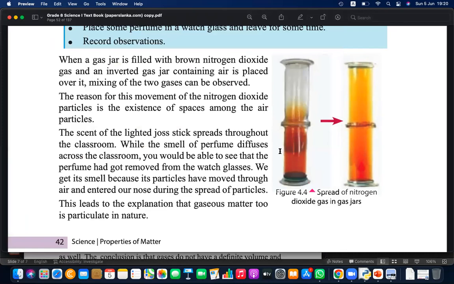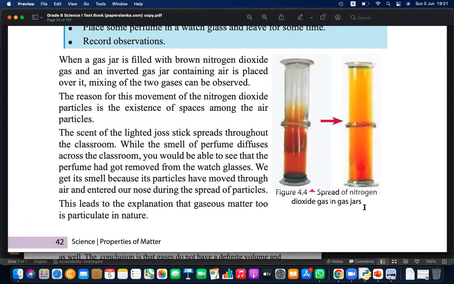Put the joystick, then you can see it spreading. Similar to the two jar glasses, you can fill one jar glass using joystick smoke and then connect another jar glass, and you can observe it spreading. If you can use nitrogen dioxide, it's more clear.